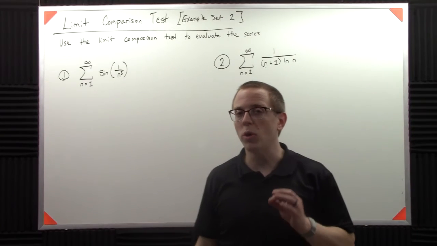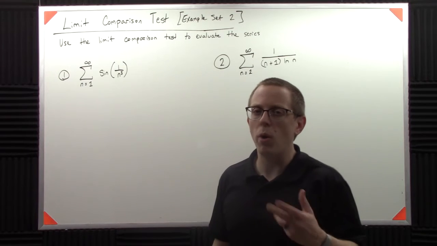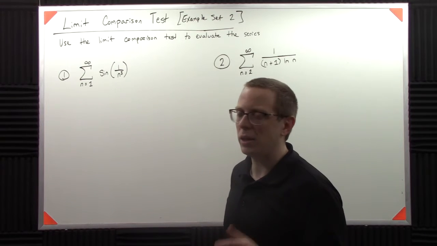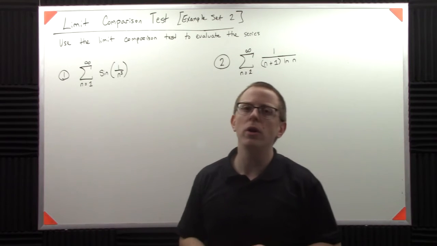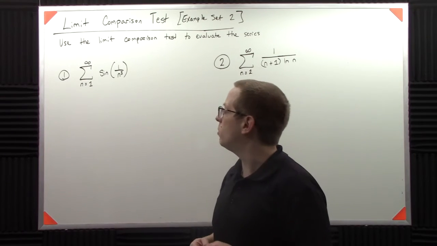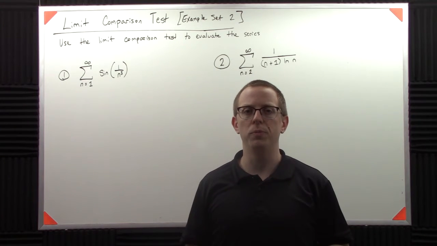Now we're going to do a couple more interesting examples using the limit comparison test. These will require a little bit more of you, but not so much more. So the first one is sine of 1 over n cubed from n equals 1 to infinity. Now the question becomes, what do I compare this to?